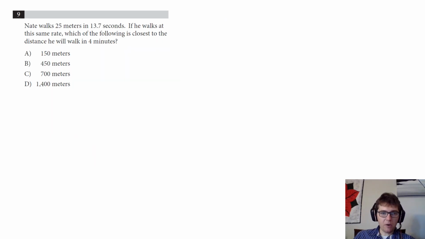Problem number 9. Nate walks 25 meters in 13.7 seconds. If he walks at the same rate, which of the following is closest to the distance he will walk in 4 minutes? Okay, so first thing, this is a common need to change units on the SAT, as minutes to seconds and sometimes hours to days. So whenever you see this, they're giving you seconds, minutes, or hours, whatever. Convert it all to the same time scale.